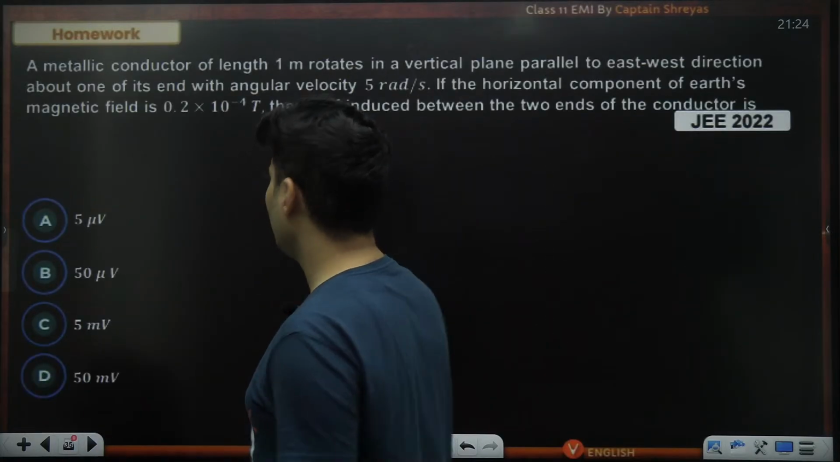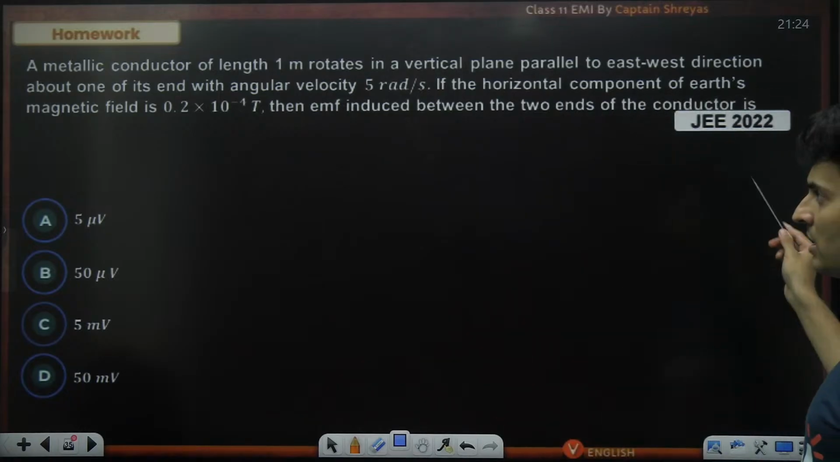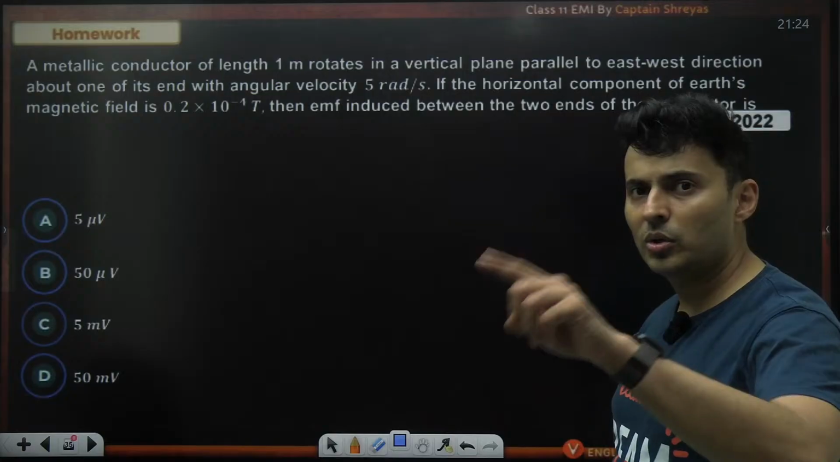Now this same question, I think, again got repeated in value form in another year, JEE 2022. So I am giving it to you as homework.